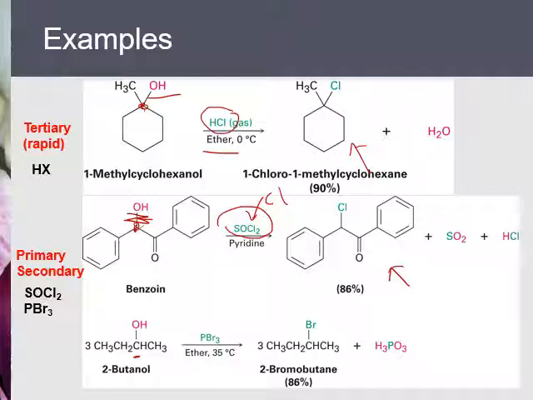In this reaction, we add pyridine as a base to neutralize the hydrogen chloride formed in the product. Similarly, if we want to replace hydroxy by bromine, we add phosphorus tribromide, which provides bromine to replace hydroxy. Again, in this reaction, ether is used as a solvent.